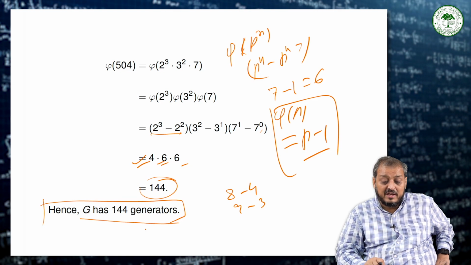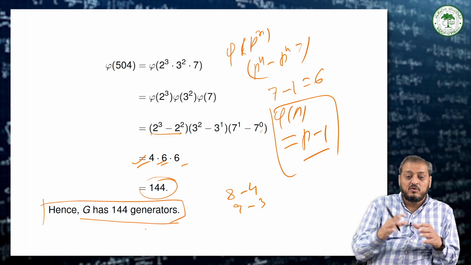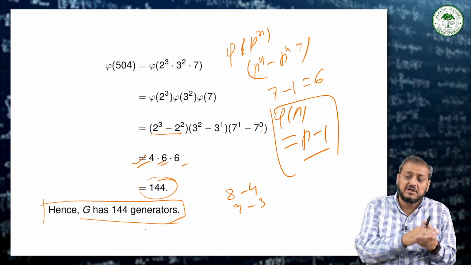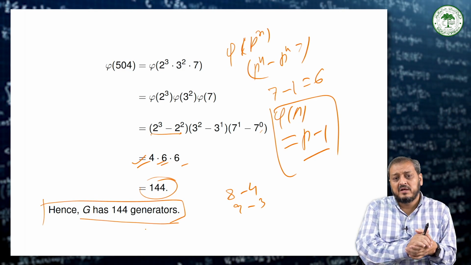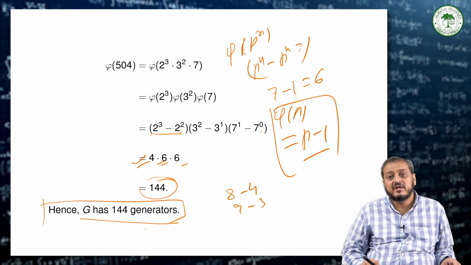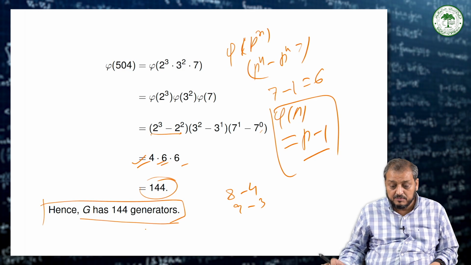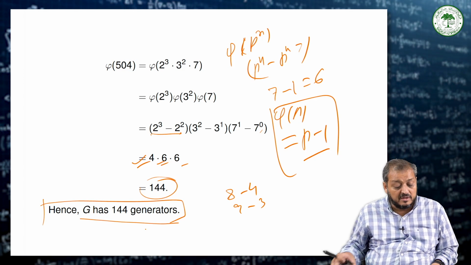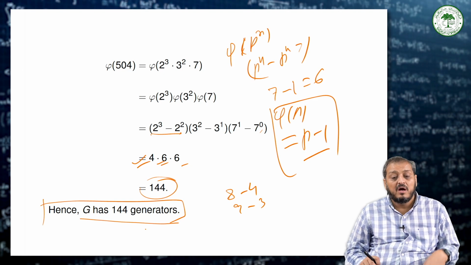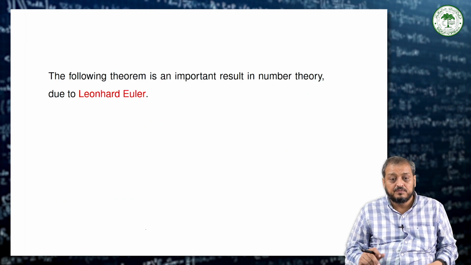So clearly, if we have a group whose order is 554, then for each divisor m, the group has phi of m generators, and phi of m generators means we have 144 generators of this group.